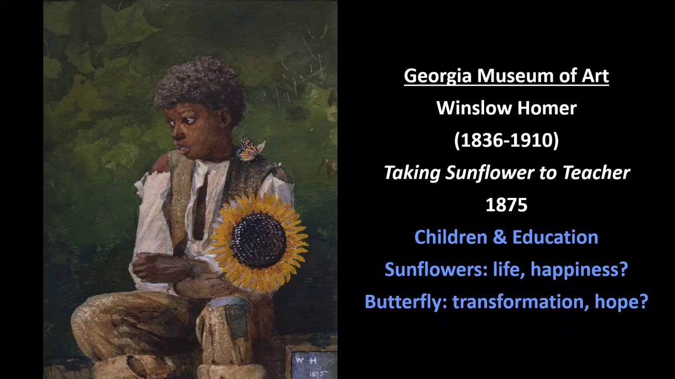Oh, just FYI. Sunflowers represent a lot of different types of things, but oftentimes life and happiness. And then the butterfly, it's interesting that that's included also. Oftentimes it can represent transformation or even hope. So perhaps the sunflower and the butterfly were included for very specific reasons.